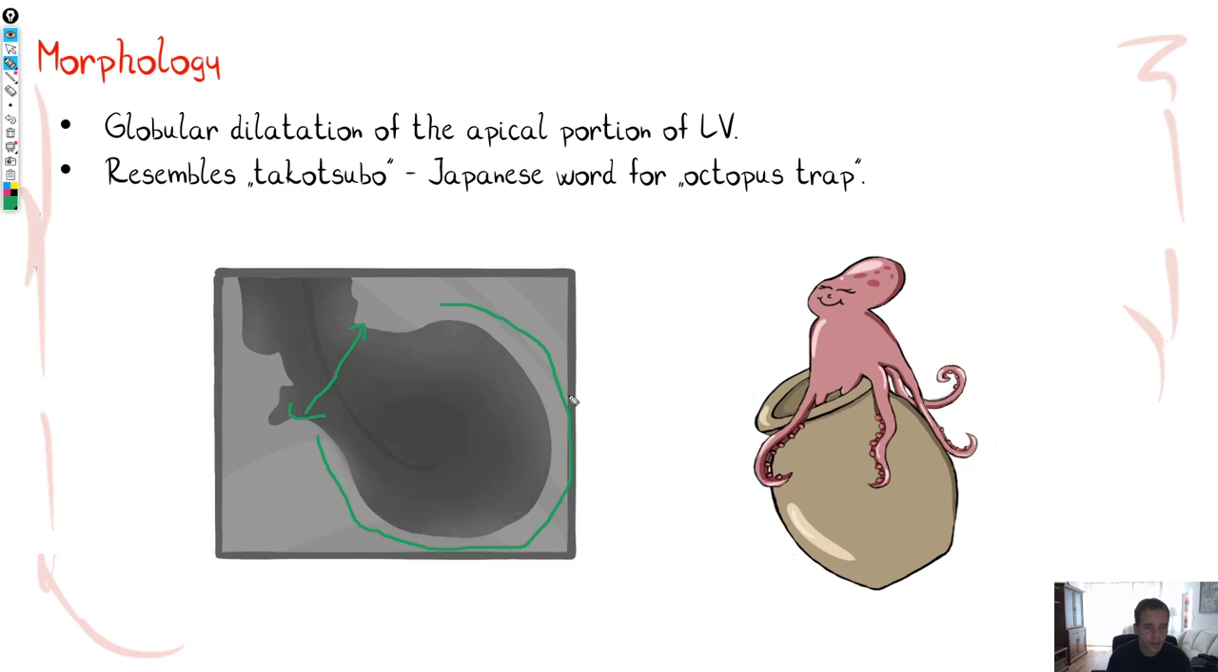And the shape of such a heart resembles a takotsubo. And takotsubo is a Japanese word for octopus trap. Takotsubo was some sort of vase that was used for catching octopuses. And the Japanese word for this is takotsubo, and the shape of the heart resembles this vase, so that's why we call it takotsubo cardiomyopathy or broken heart syndrome. So it's basically intoxication by catecholamines.